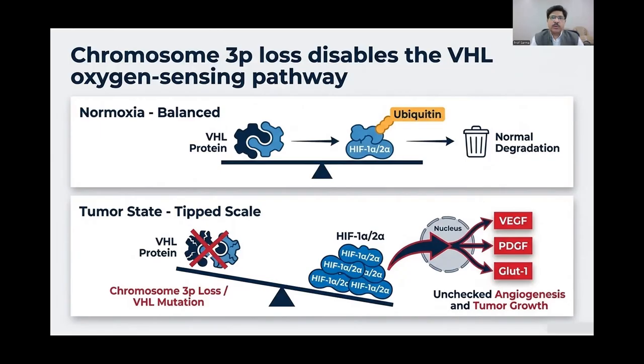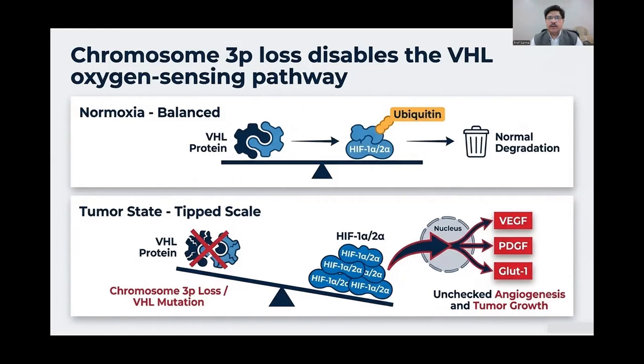This VHL protein's role is to bind to HIF 1 alpha and 2 alpha. And these HIF 1 alpha and 2 alpha are presented via the VHL protein to ubiquitin. For what? For normal degradation of the oxygenated products. Now, suppose the chromosome 3P loss is there.